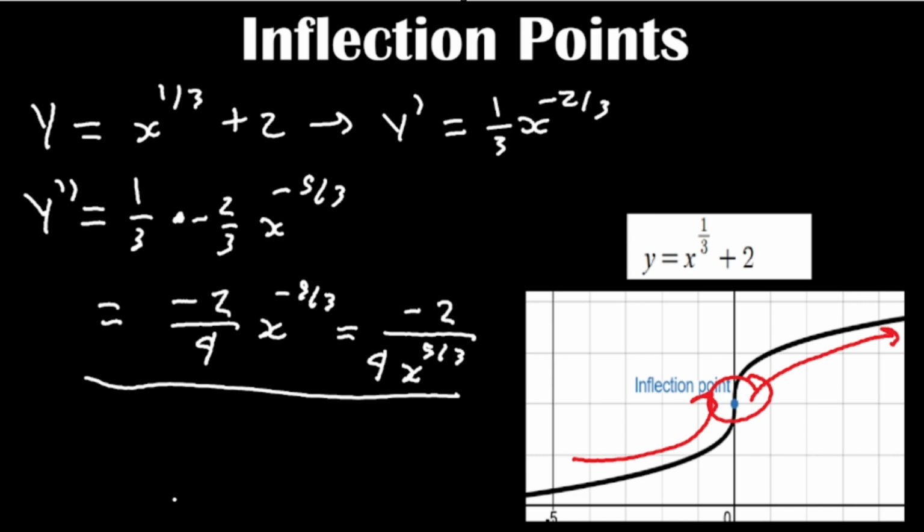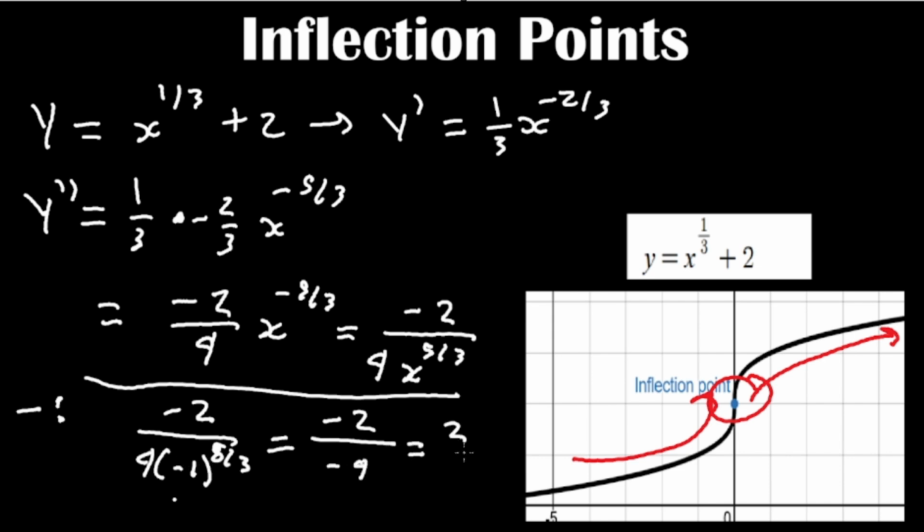So let's plug in a point on each side just to test if this is an inflection point. If we plug in something that's negative, to the left of 0, let's try negative 1. Negative 2 over 9, negative 1 to the 5/3. Well, negative 1 to the 5/3, that's negative 1 to the 5th, and then the cube root of that. Negative 1 to the 5th is just negative 1. The cube root of negative 1 is just negative 1, so negative 2 over negative 9, that's 2/9. That's positive. So the function must be concave up for x values that are negative.